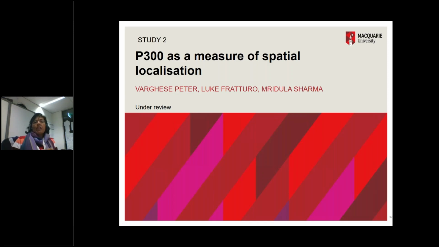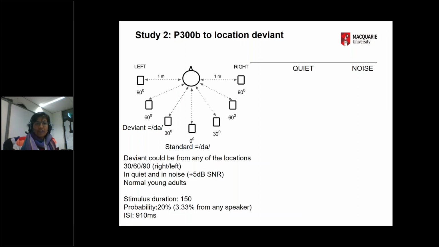This is looking at P300 as a measure of spatial localization. I think it's a really cool study. So what we did was we took all these speakers, and the person is facing in front. From 0 degrees, we presented the standard DAs. So most of the DAs were coming from here.